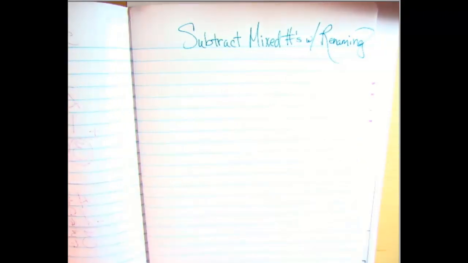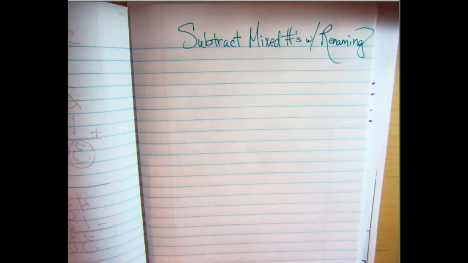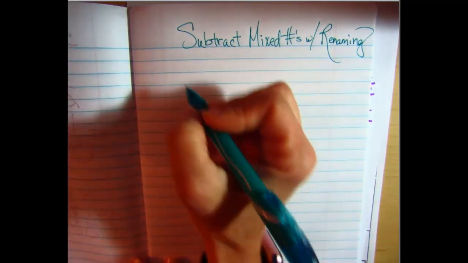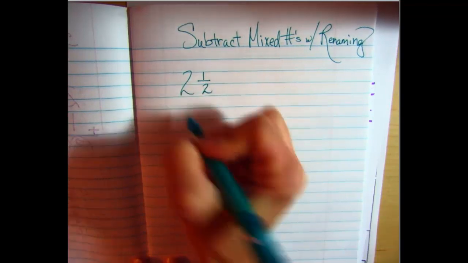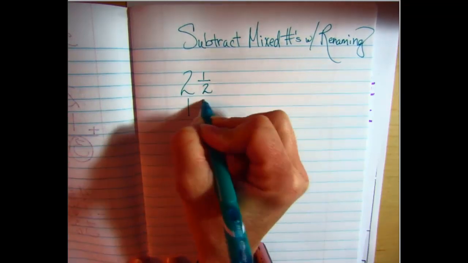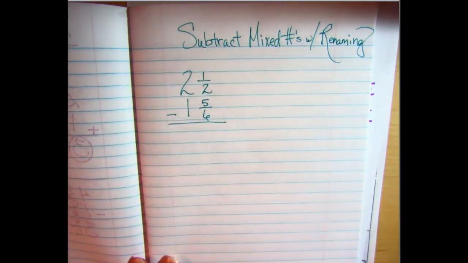So yesterday we went over this and we had fractions that worked out perfectly for us. And it was pretty easy to understand. But what if I had 2 1/2 minus 1 5/6? What would your first step be to do this? Yes, Colin.